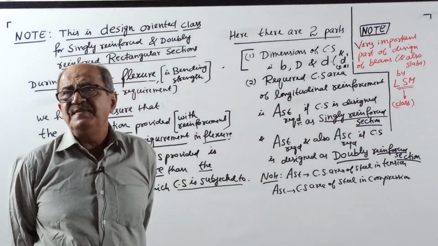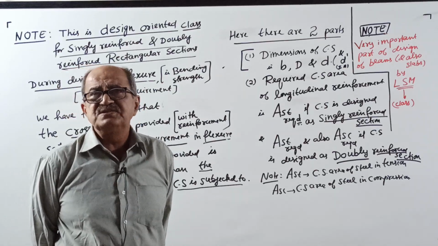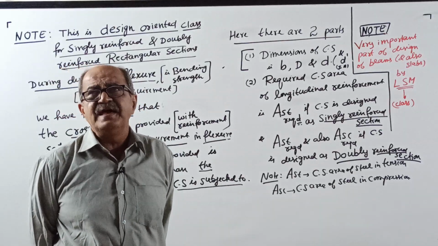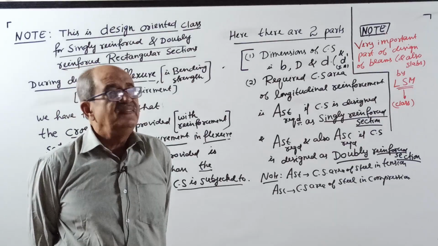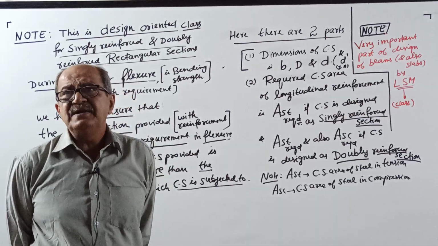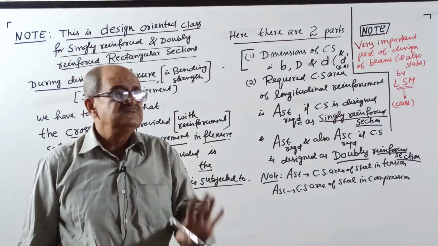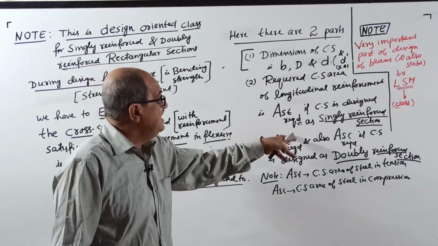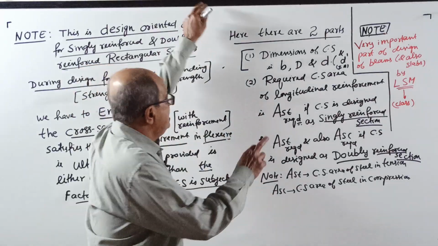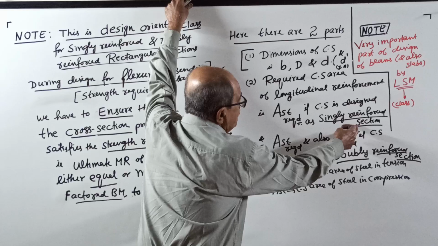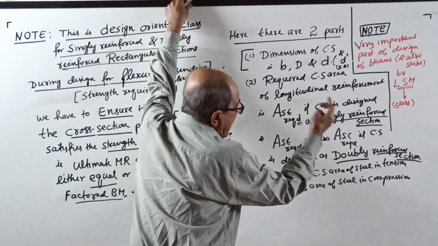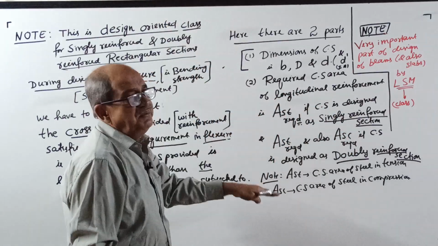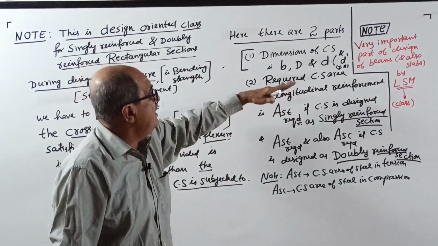Then see, after getting the required steel, you have to consider IS code. Some minimum requirement is there, maximum limit is there. Then the number of bars you have to arrange. That all comes in the design part. So structurally here, I can tell AST required for singly reinforced section, AST required and ASC required for doubly reinforced section. This is our important.